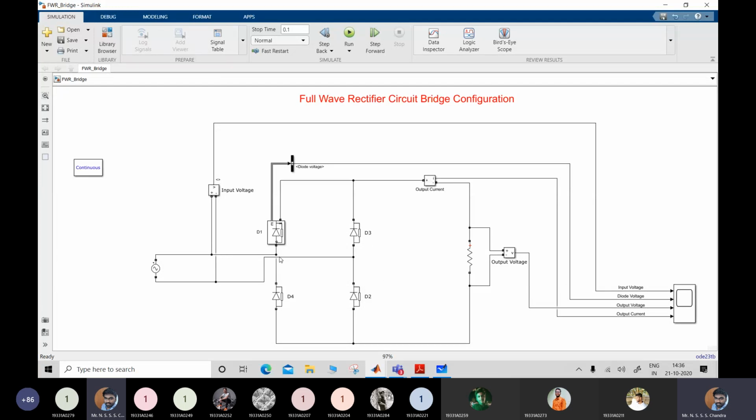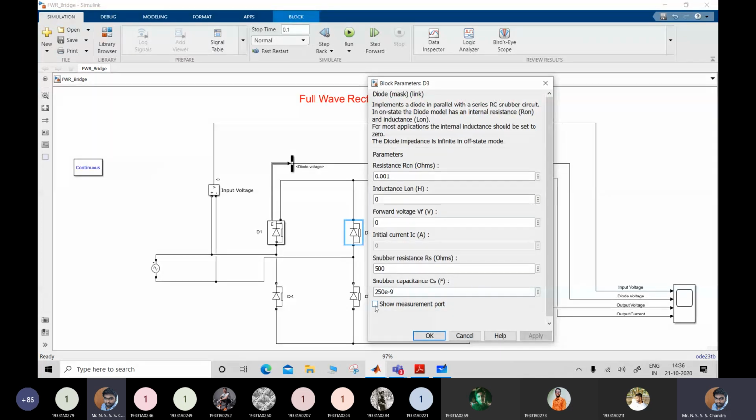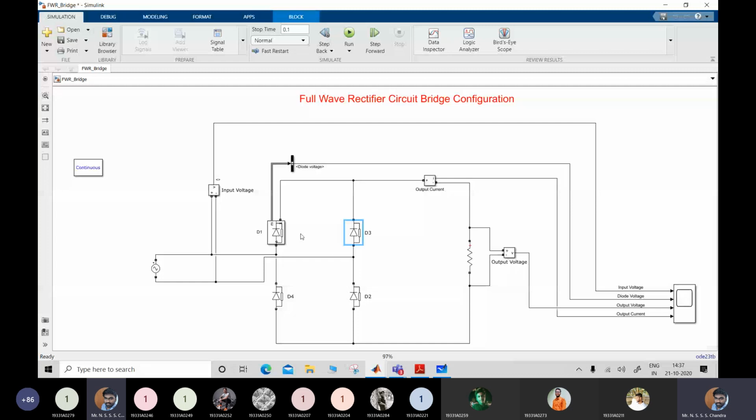Okay, so you can see that there is a difference in one diode. When we click on this diode and select show measurement port, an additional node called E is obtained. Out of these 4 diodes, I'm only showing the measurements of one diode. That's why I've considered this measurement port only for diode D1. Otherwise all the 4 diodes are identical.